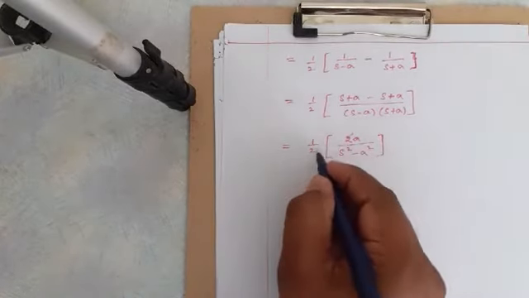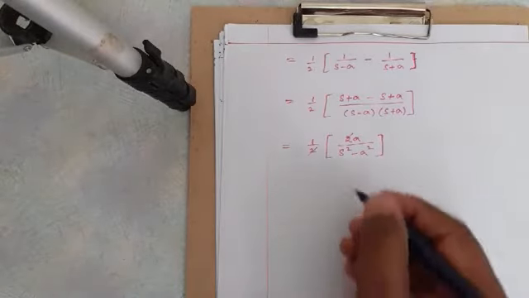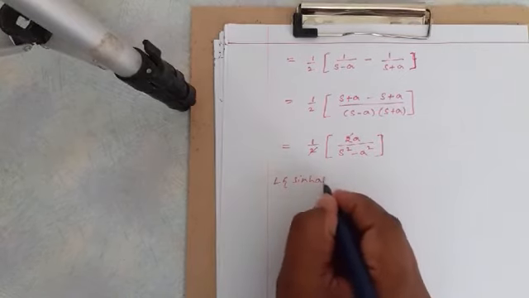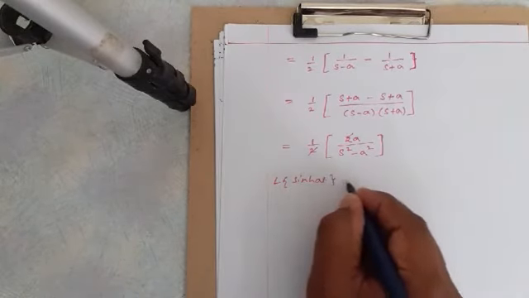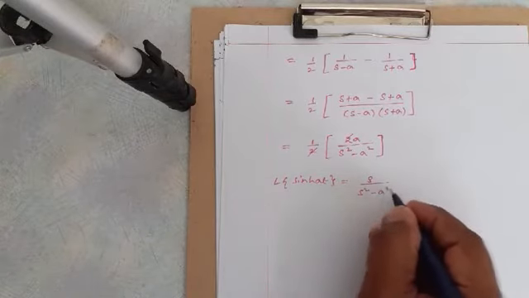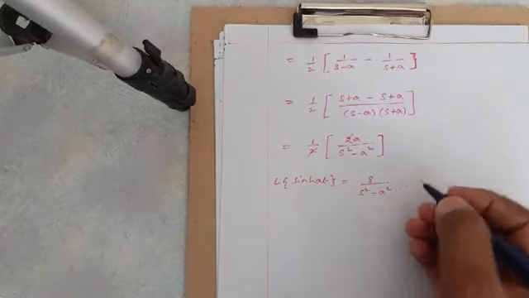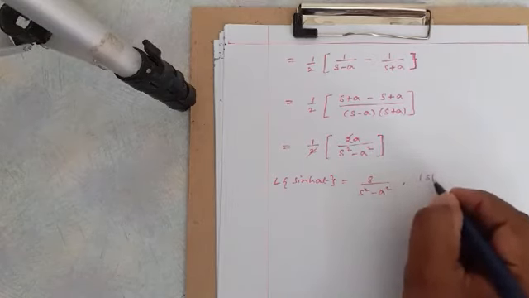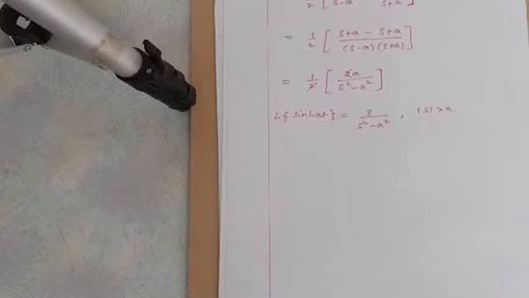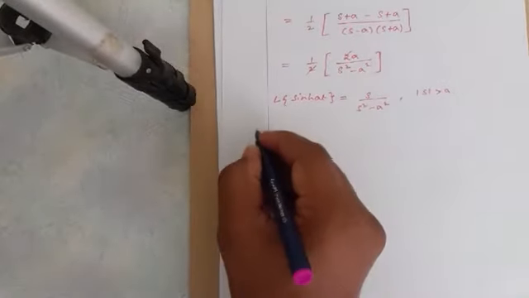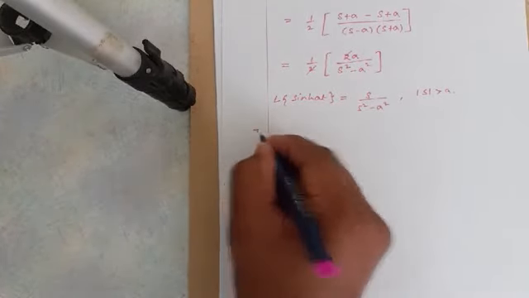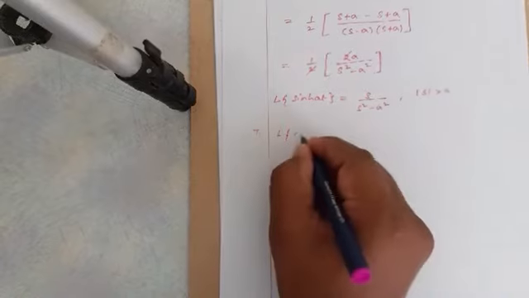Now you can cancel 2 upon 2, so that it becomes Laplace of sin hat. Laplace of sin hat is equal to s upon s square minus a square. Now the condition will be mod s greater than a. So in this way we prove Laplace of sin hat. Now let us prove next, that is nothing but, I think seventh, Laplace of cos hat.